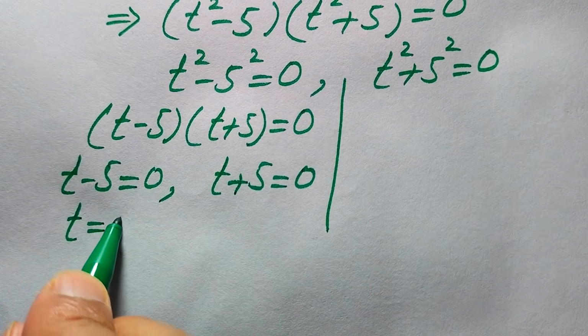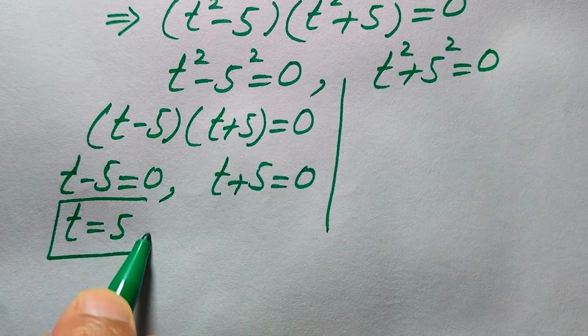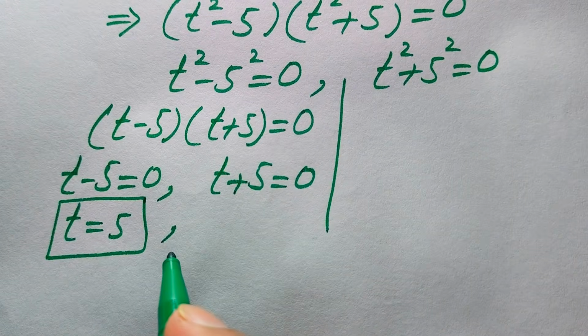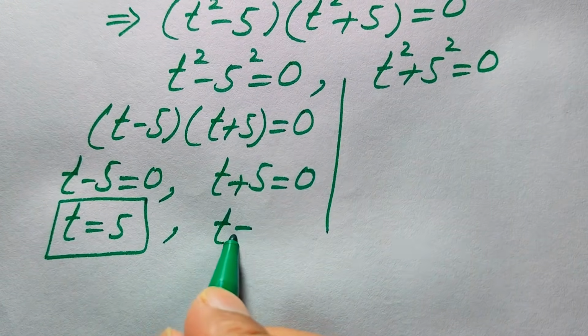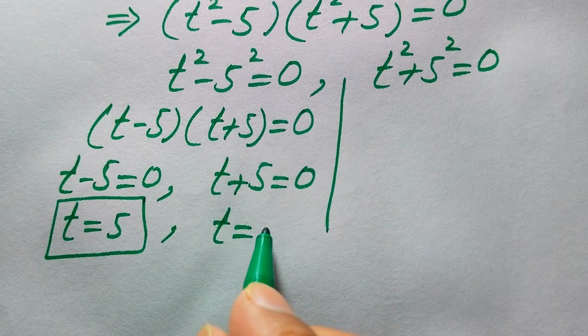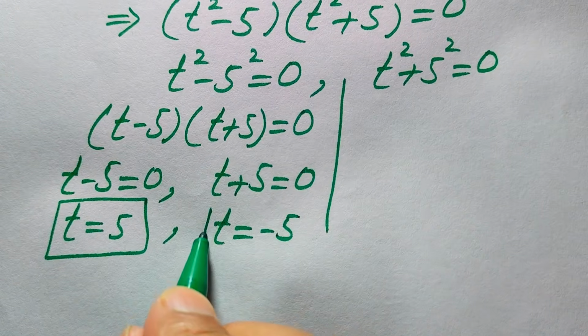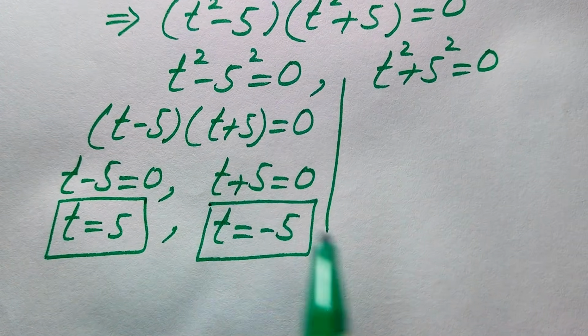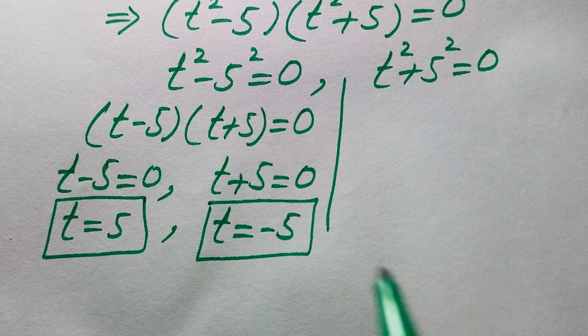So from here we get the value of t is equal to 5. This is the first real root of the given equation, and from here we move plus 5 to the right hand side and it will be written as minus 5. So here we get the second real root of the given equation.